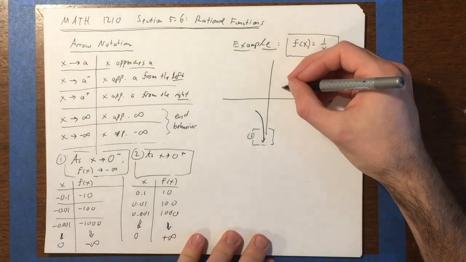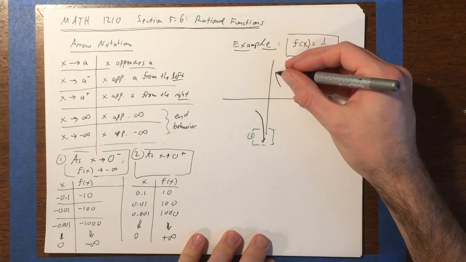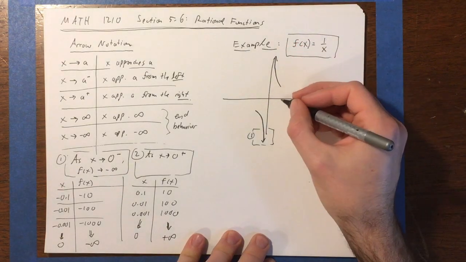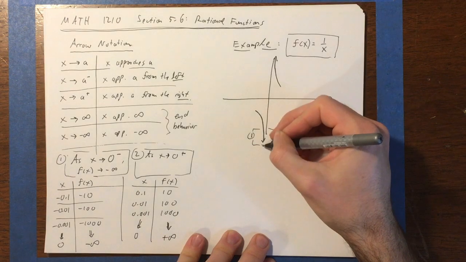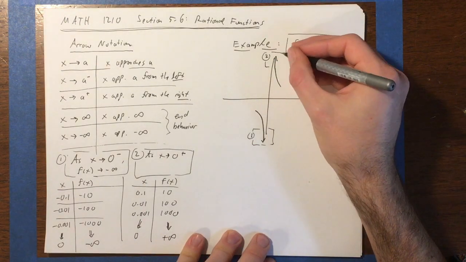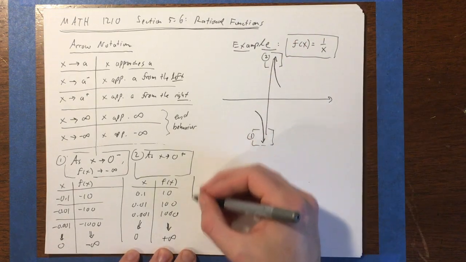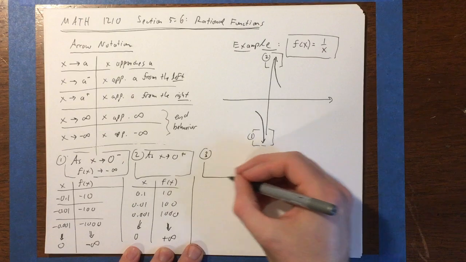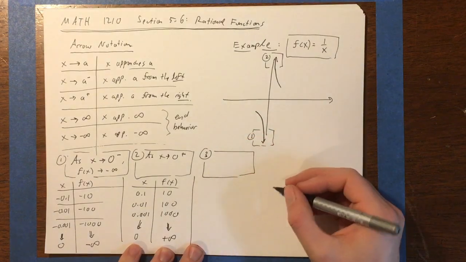So on the graph, that means as we get close to 0 from the right, we're going up. Okay, so we have approaching negative infinity on the left and approaching positive infinity on the right. So this is behavior number 2 right here. Next, now let's look at what happens as x approaches infinity or negative infinity. So this is going to be end behavior.